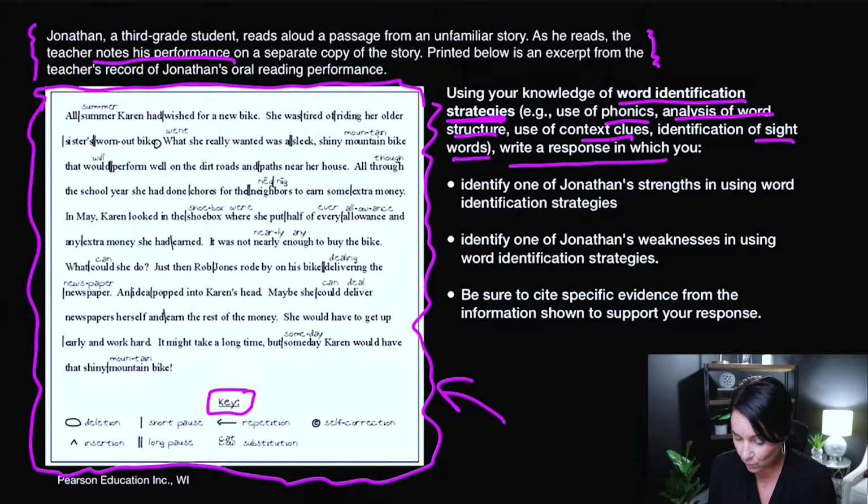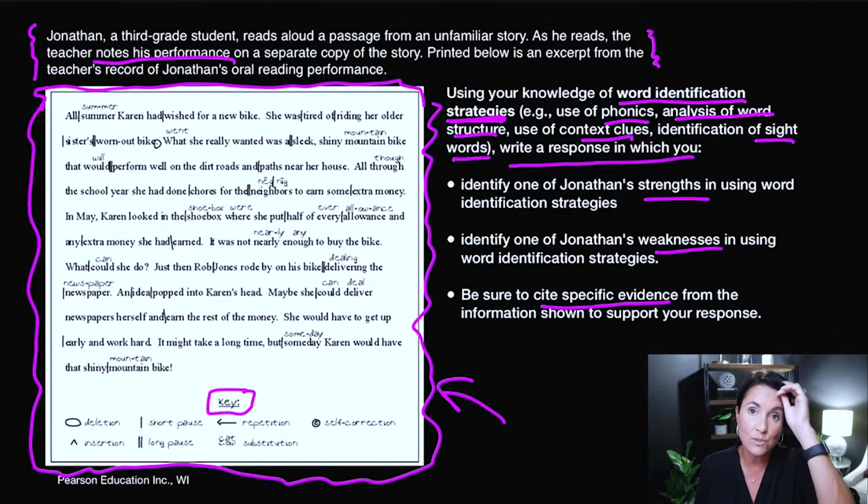Write a response in which you, and then these bullets are always the same: identify Jonathan's strengths, identify Jonathan's weaknesses, and then be sure to cite specific evidence. Remember, we always want to be talking about that specific evidence, okay? Now let's take a look at the rubric so we understand exactly how we get a passing grade on this task.